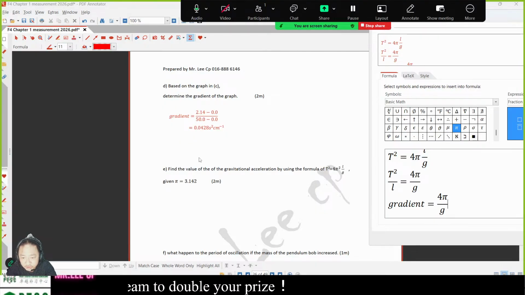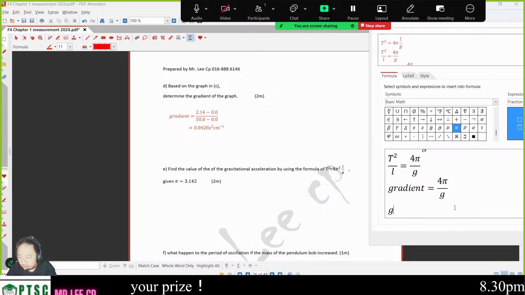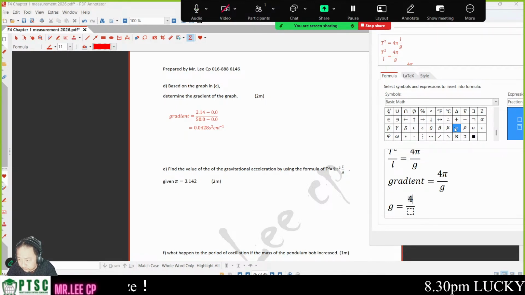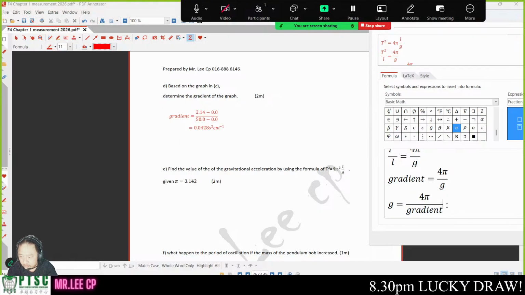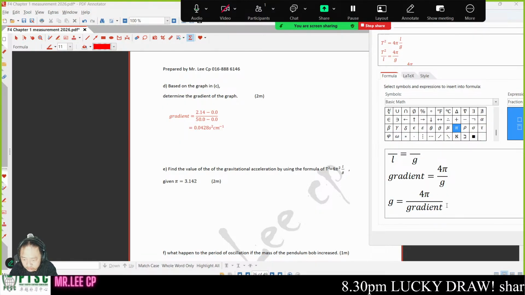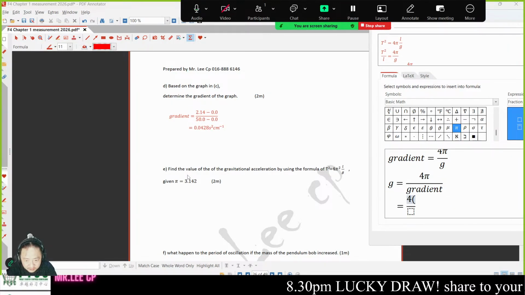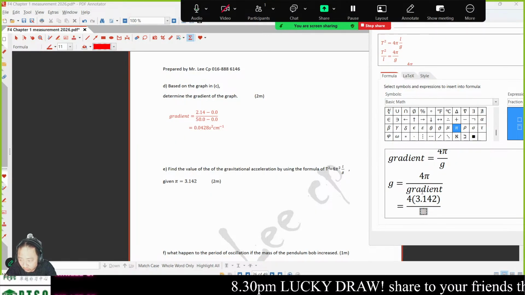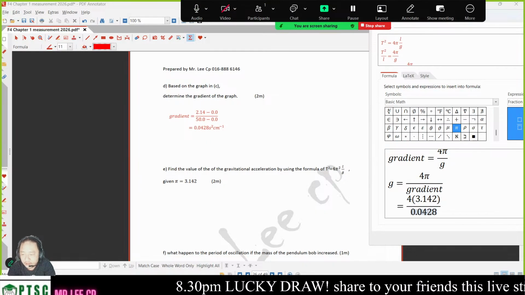So if I want to find g, the question said you want to find g, gravitational acceleration. Gravity go up, gradient go down. Okay. So gradient is equal to 4 pi over g, which means g is equivalent to 4 pi over the gradient. 4 times pi. Pi given here 3.142, right? Over the gradient. Gradient is 0.0428. Okay.